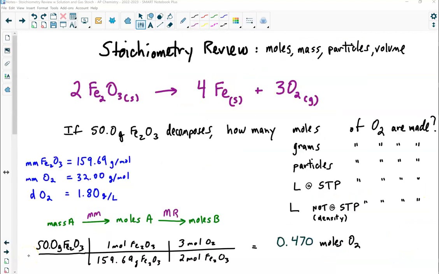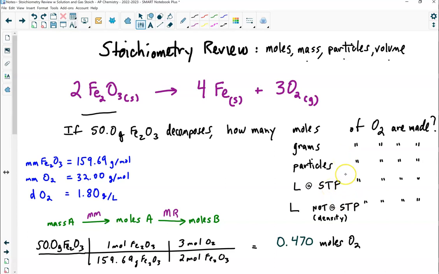So now let's briefly review general stoichiometry, calculating moles, mass, particles, or volume. You always start with a balanced equation: 2Fe2O3 decomposes to become 4 Fe and 3 O2. The way these stoichiometries usually go is you're given an amount. If 50 grams of Fe2O3 decomposes, you can calculate the number of moles of O2, the number of grams of O2, particles of O2, liters of O2 at STP, since it's a gas.